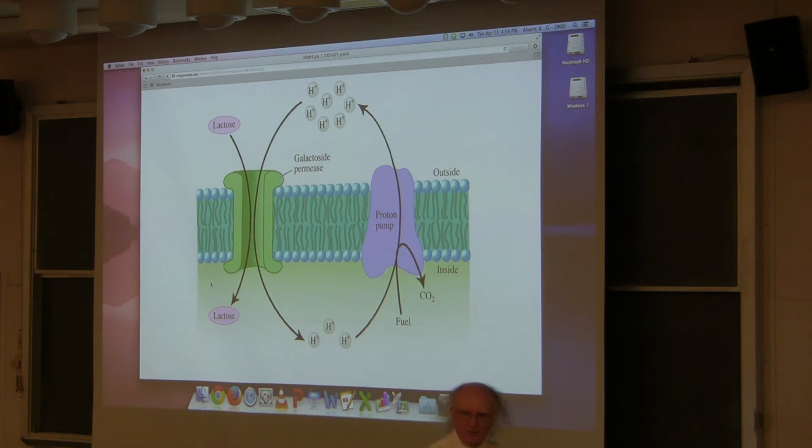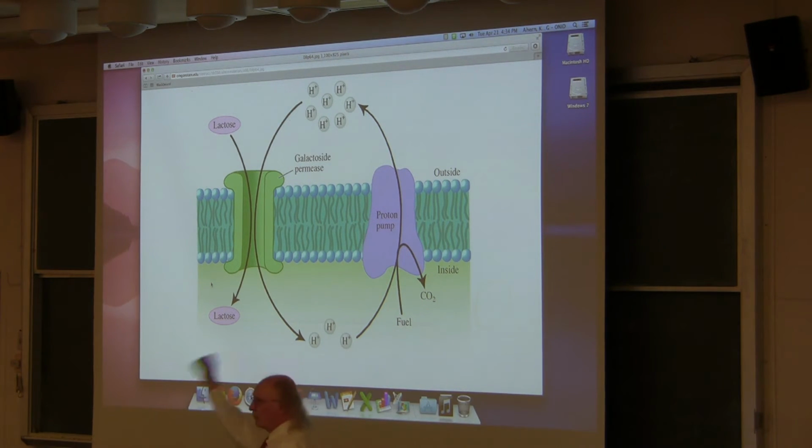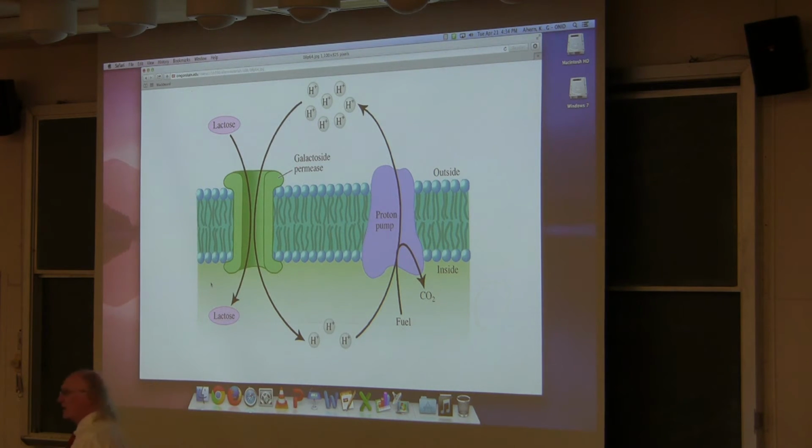Everybody got that pictured? Once I've created a concentration gradient, those protons are at greater concentration out than in. And by the way, protons don't move across the lipid bilayer by themselves either. I gave you the 4 molecules that do, and protons were not one of those. Protons, if you give them the opportunity to come in, will do so, very much like the sodium ions. The difference here being they don't come in by themselves. They only come in when they carry lactose.